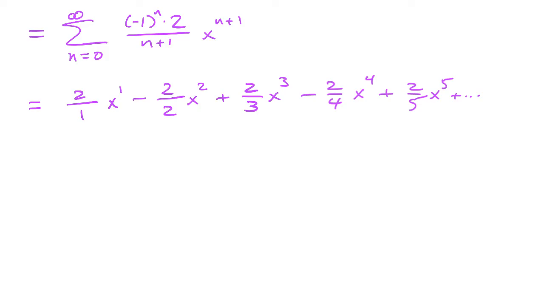And so our first 4 non-zero terms in our series are 2x minus x squared plus 2/3 x cubed minus 1/2 x to the fourth, and so on. And so we have our power series expansion for our function, and we could approximate it with the first 4 terms of that series.